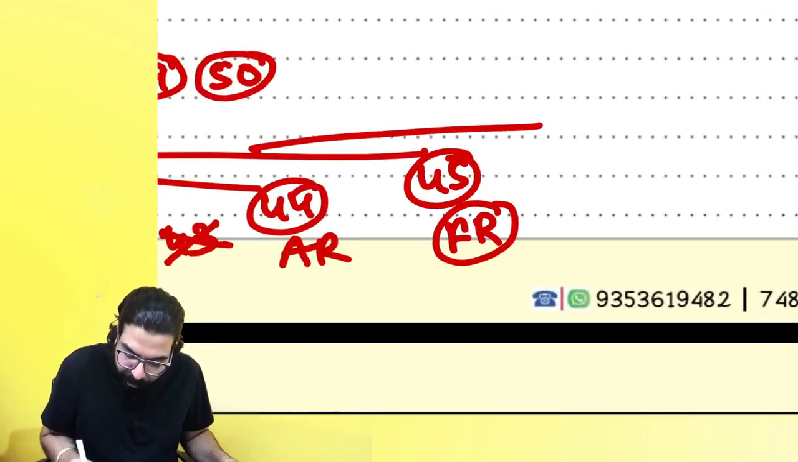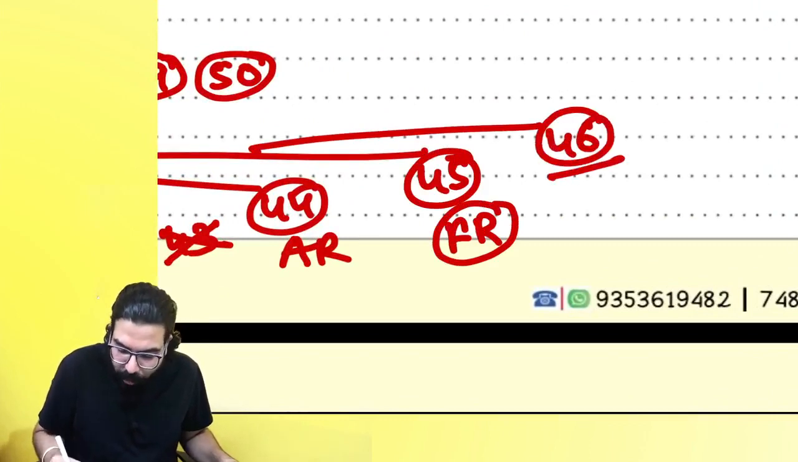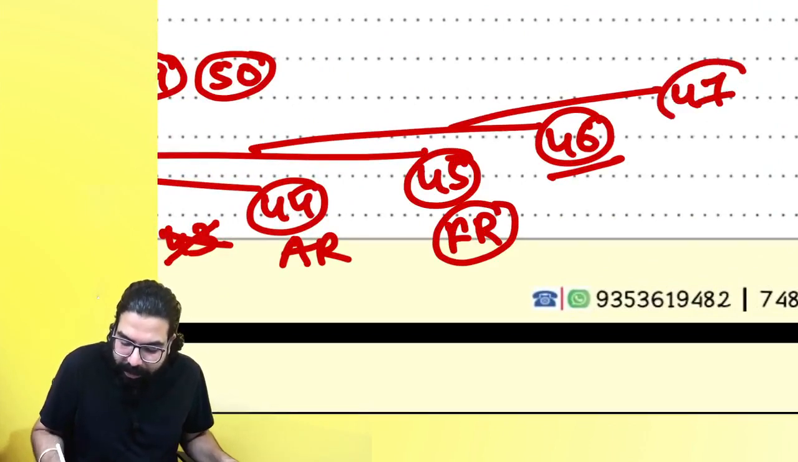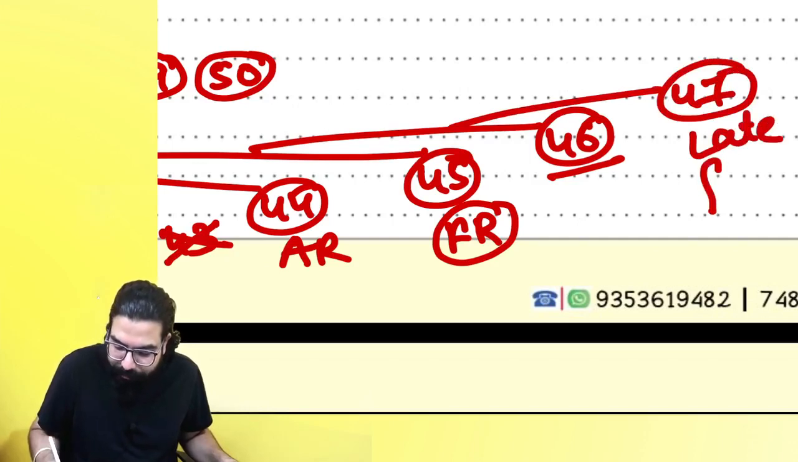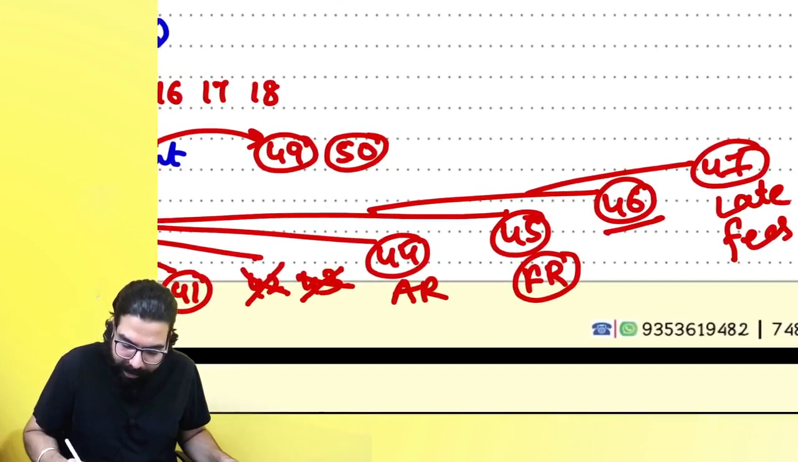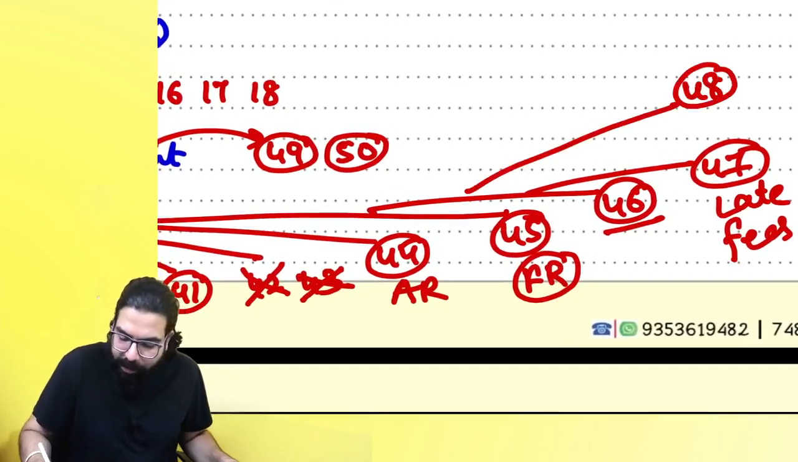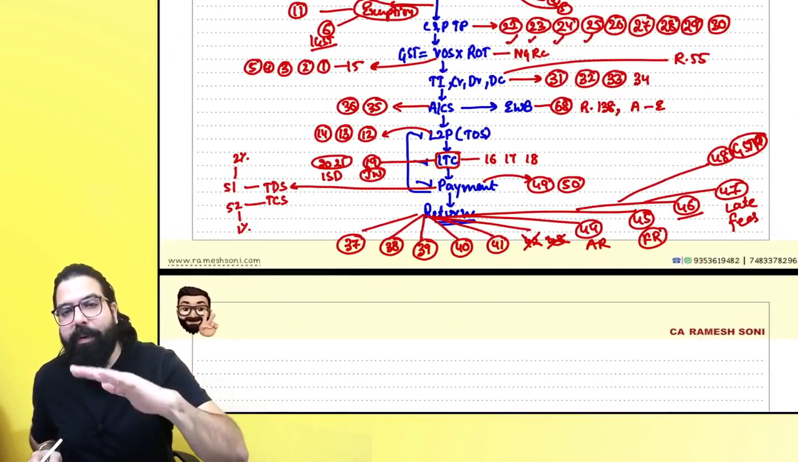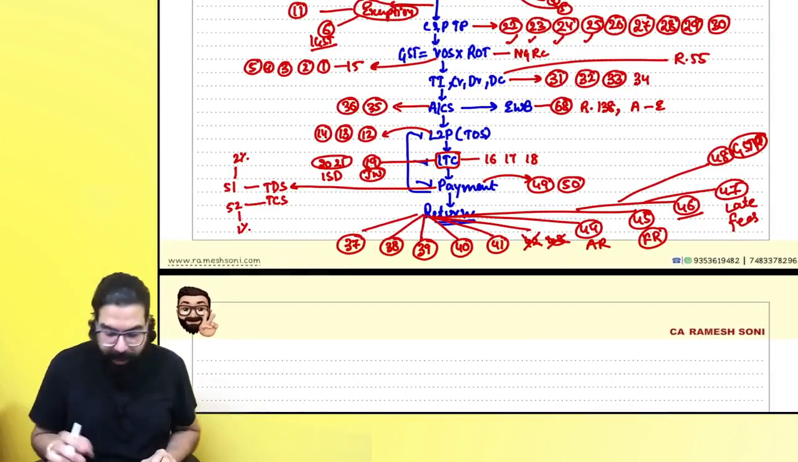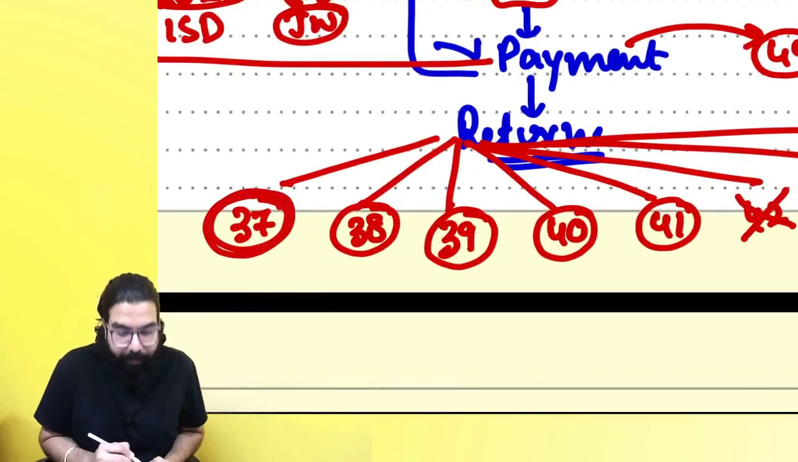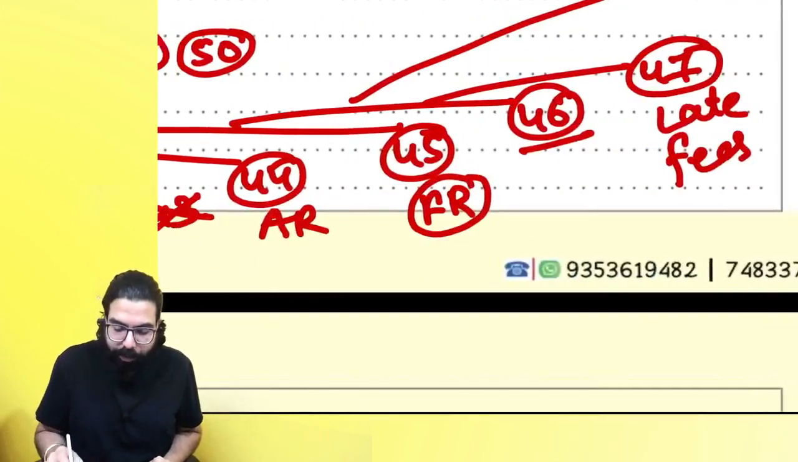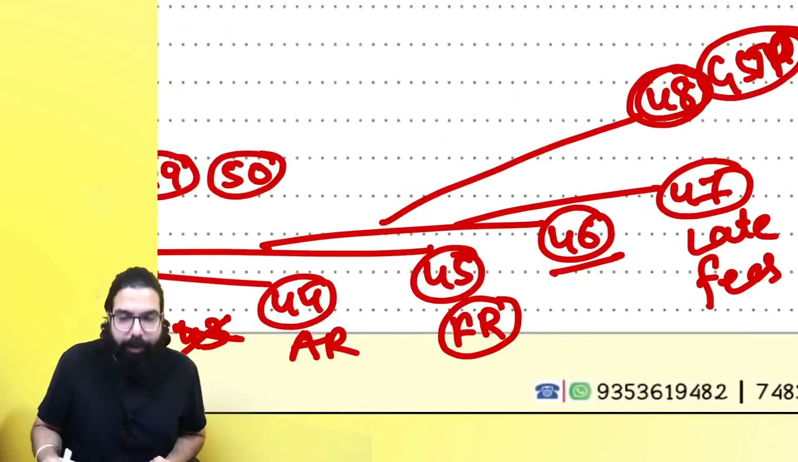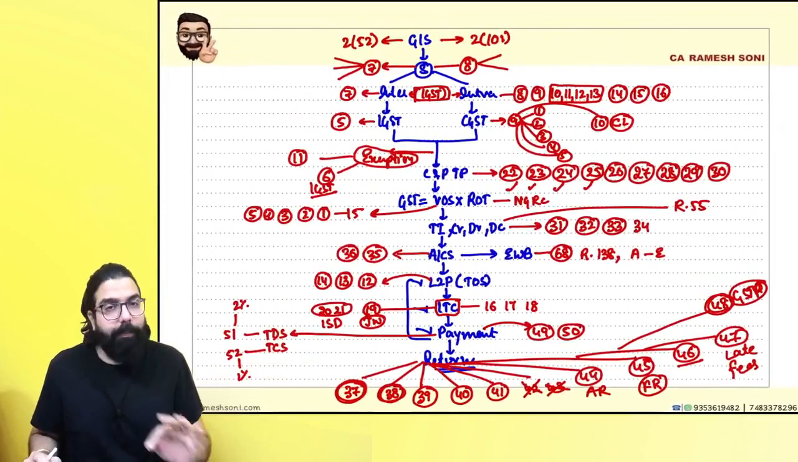Sir, we have 46, which talks about a notice, 47, which talks about a late fee. And sir, what is the last section over here? 48, which talks about GSTP. Now, all these sections we are going to discuss now. Everyone over here, we are going to discuss returns now. 37, 38 up to section number 48 we'll be discussing in the chapter of returns.